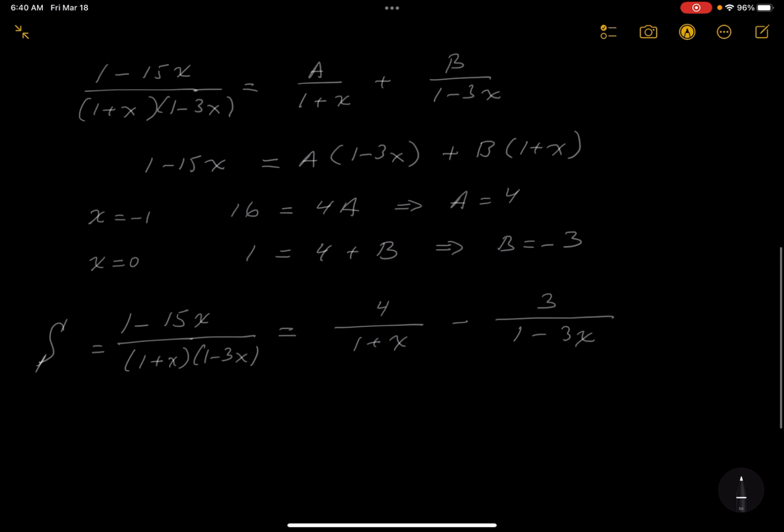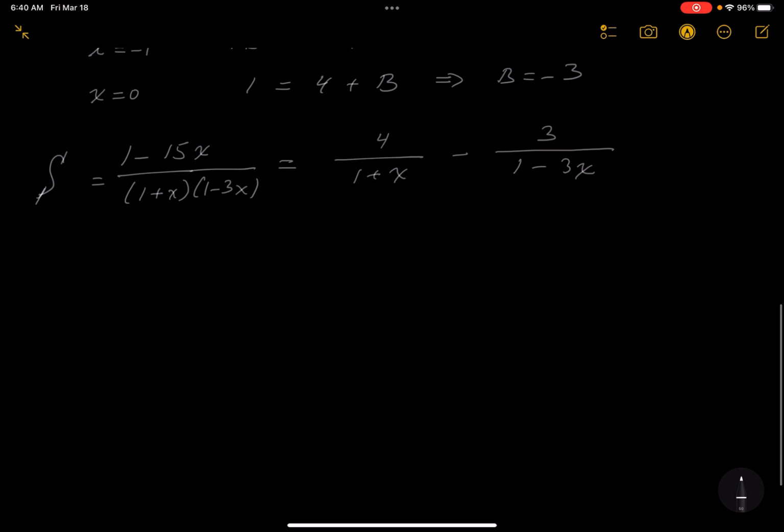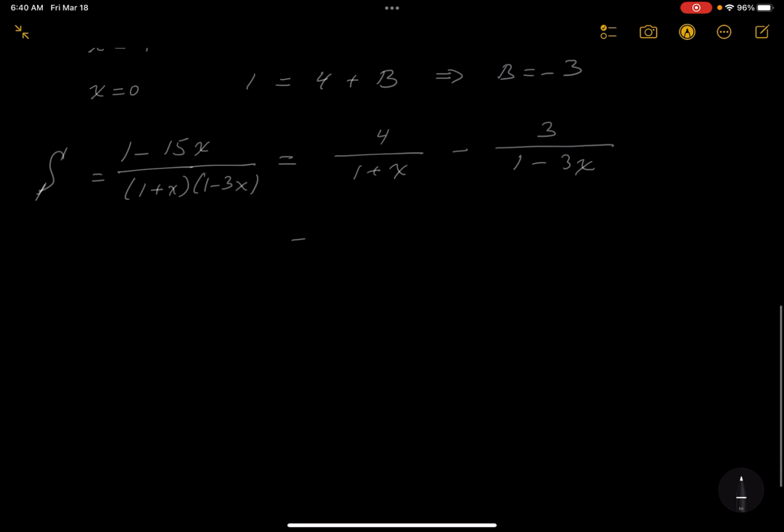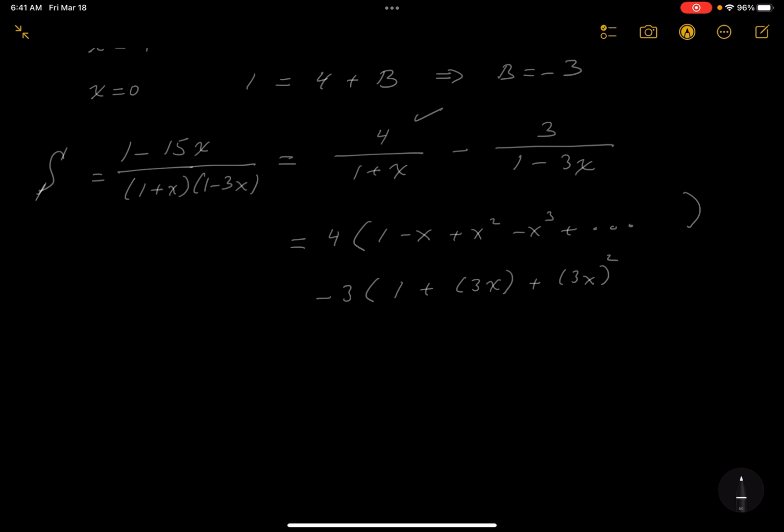All right? I want to get the general term, and I have to recognize these are geometric. All right, so let's write this down. And this is going to be 4. I'm doing this term now. It's going to be 1 minus x plus x squared minus x cubed plus yada, yada, yada. I'm just getting a general pattern down. Then I get minus 3, 1 plus 3x plus 3x squared plus 3x cubed plus yada, yada, yada.